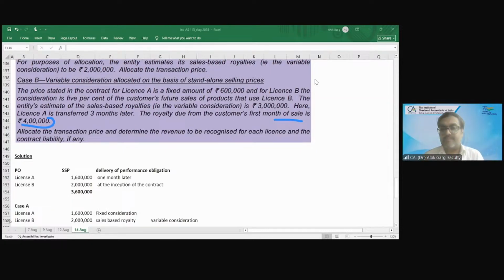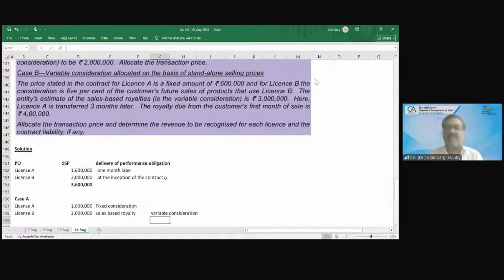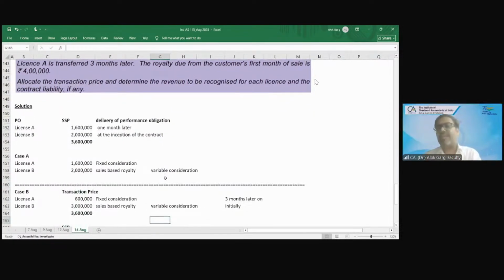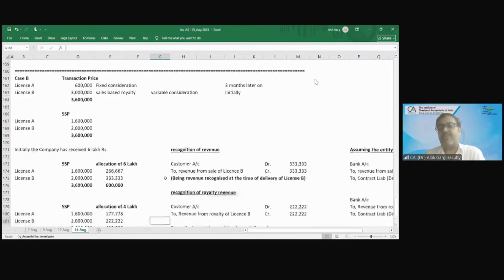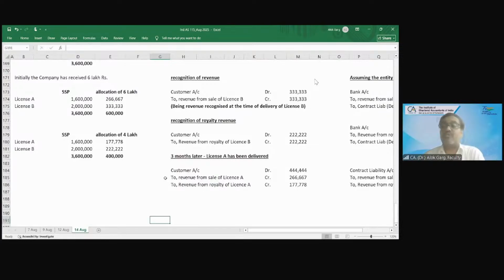Sir, this 30 lakh represents 5% of future sales, no? Yes, in case B. So it is a royalty amount. It is a variable consideration amount. Thank you so much, student.